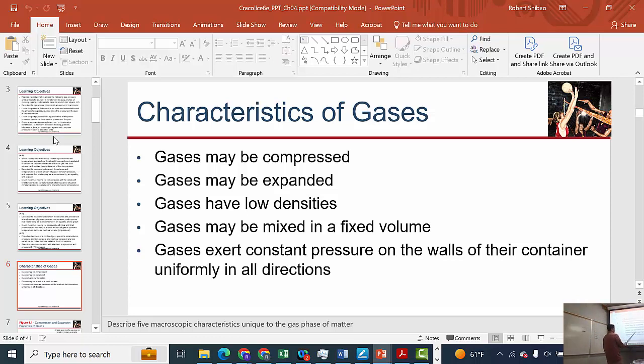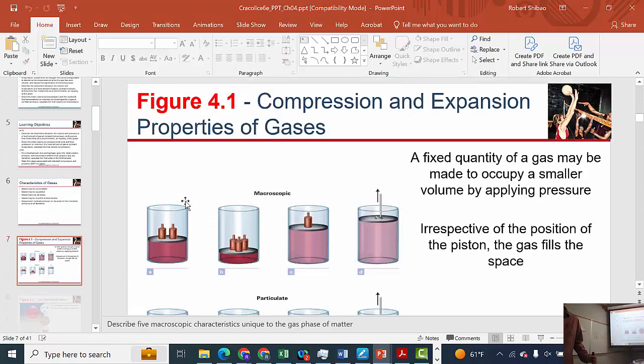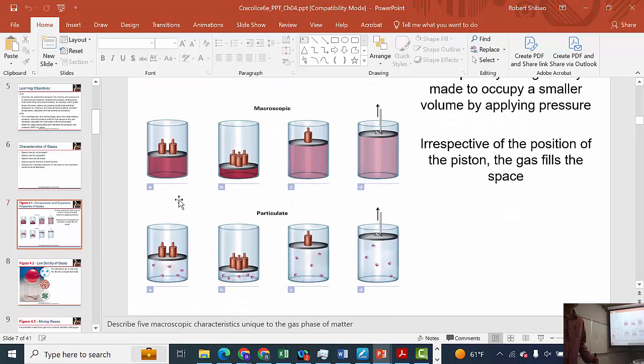Gases are easy to mix. Some things are hard to mix, like sugar cubes and coffee. You can't mix an infinite amount of sugar cubes, but in theory, you should be able to easily mix gases because most of the gases consist of empty space. Gases exert constant pressure on the walls of their container. Some of this stuff, you don't have to worry about memorizing point by point. We just need to have a little bit of practical knowledge of the gases.